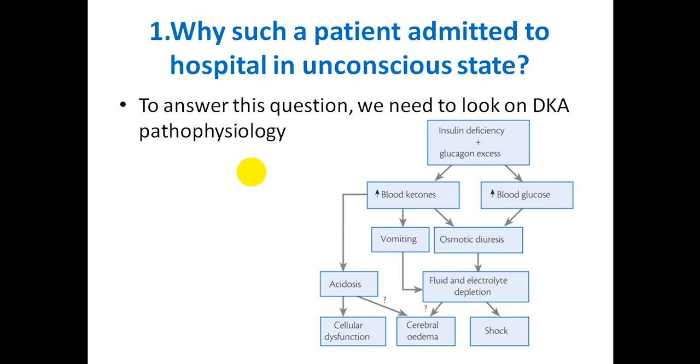So there will be fluid and electrolyte depletion. On the other hand, blood ketones when elevated lead to vomiting, as we see in our case. There is abdominal pain and vomiting; the baby suffers from these symptoms. Vomiting also leads to fluid and electrolyte depletion. On the other hand, elevation of blood ketones, ketoacidosis, leads to acidosis. All these, fluid and electrolyte depletion plus the acidosis, lead to cerebral edema and signs of unconsciousness. This is the main problem in this case.